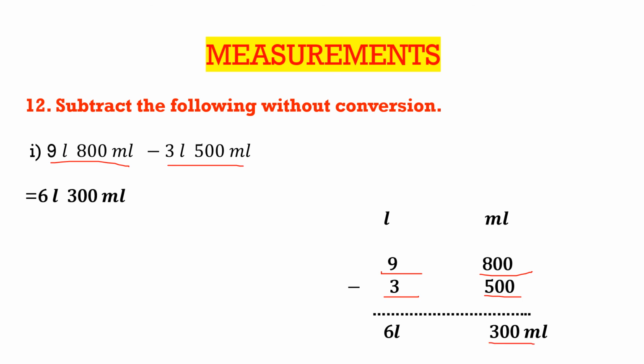Now move to liter column. 9 minus 3 is 6. Write down 6. We get 6 liter. So we get 9 liter 800 milliliter minus 3 liter 500 milliliter equal to 6 liter 300 milliliter.